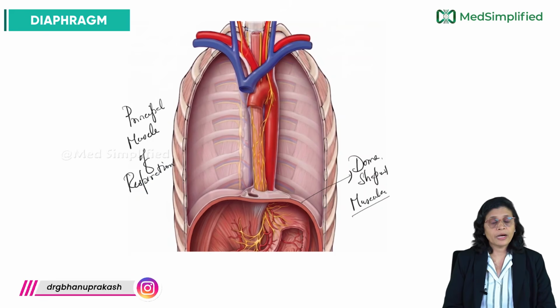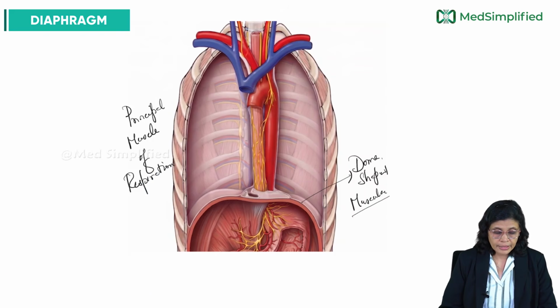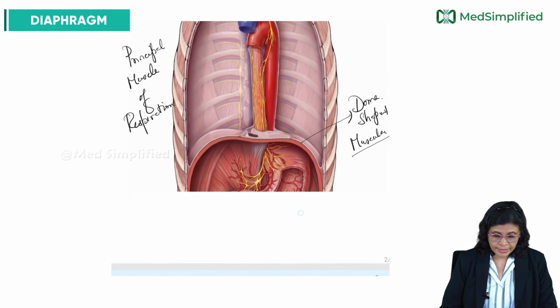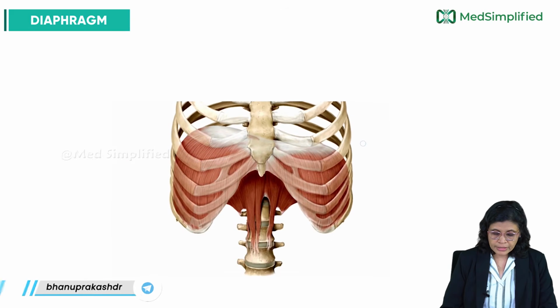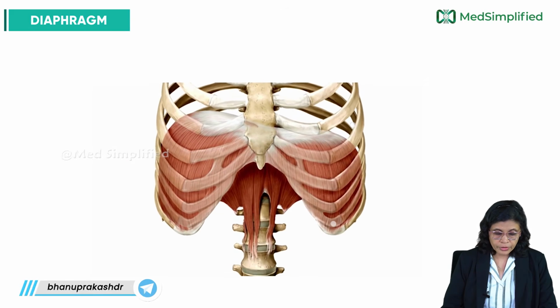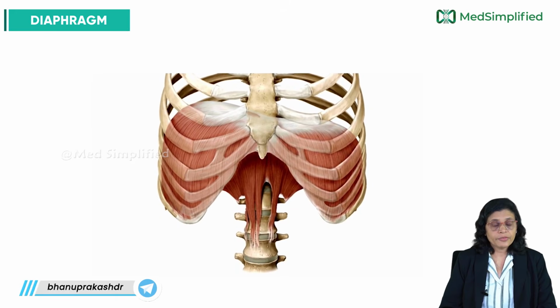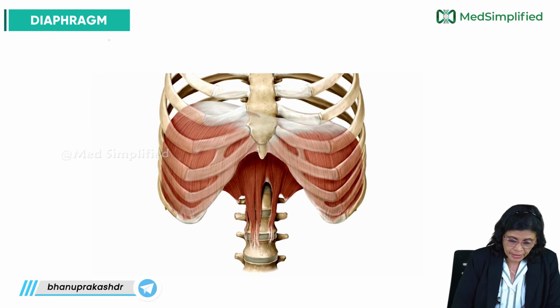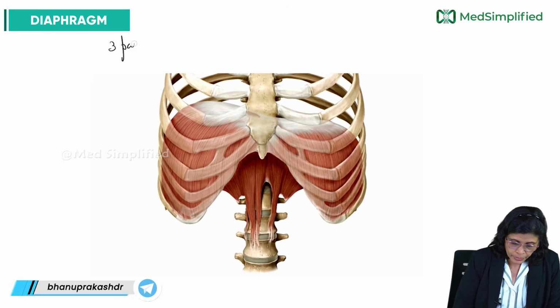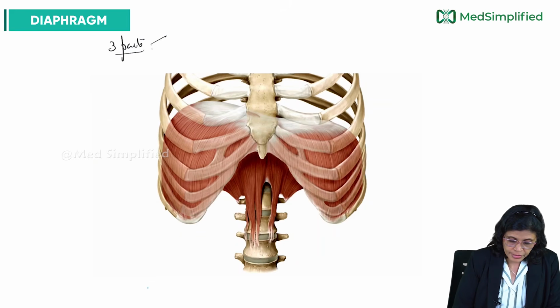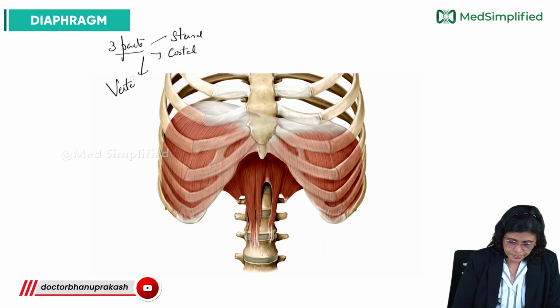It will have two parts. The peripheral part will be muscular and the central part will be a tendon, which we call the central tendon. The origin of the diaphragm is divided into three parts: the sternal, the costal and the vertebral origin.